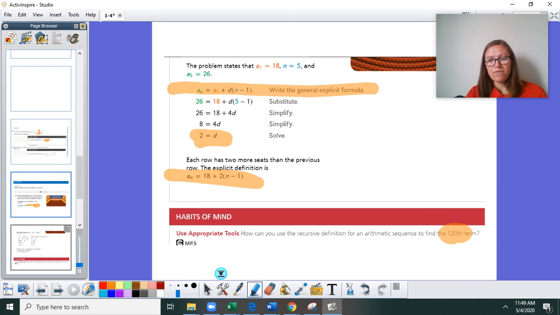That allows us to find our 120th term. So we wouldn't want to really use the recursive definition to find the 120th term. That'd be so far. And so using the recursive to get to the explicit allows us to find that 120th.